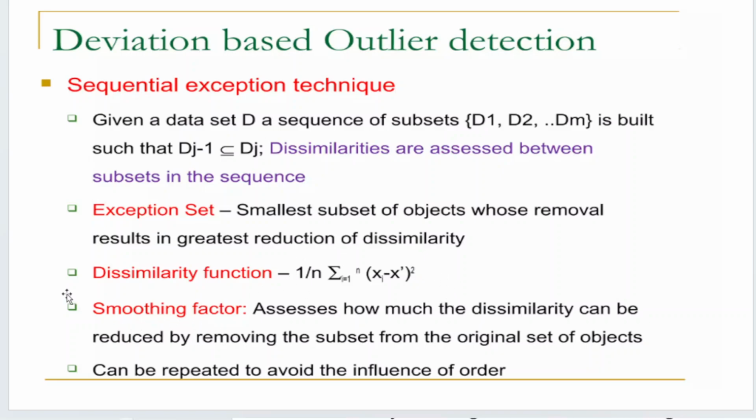The next one is the smoothing factor. What is the smoothing factor? It tries to analyze how much dissimilarity can be reduced by removing the subset from the original set of objects. If we repeat this process, we will try to avoid the influence of the order of these objects. So four techniques are there in the deviation based outlier detection.